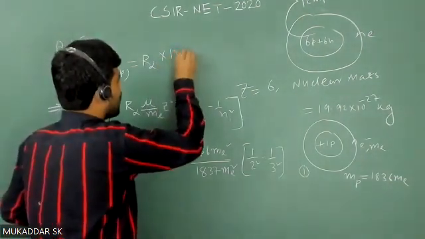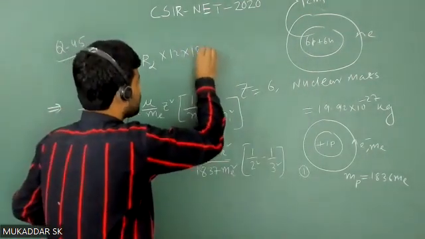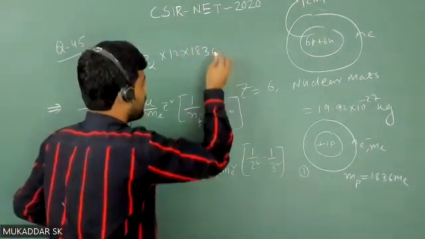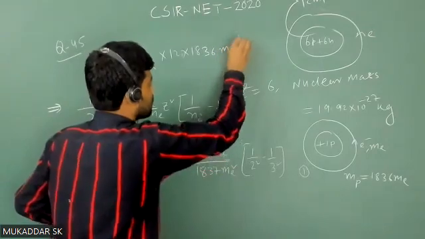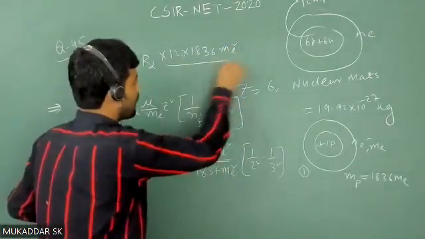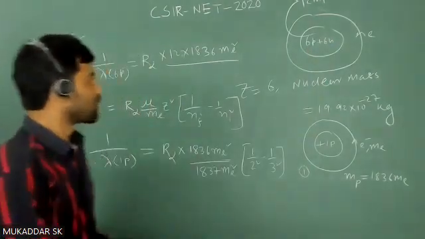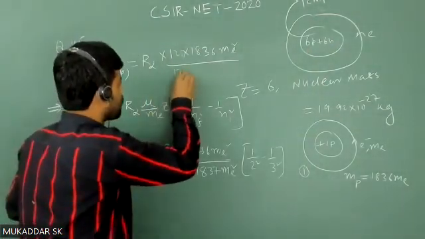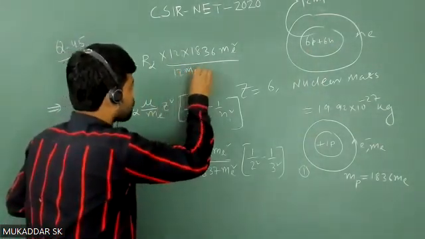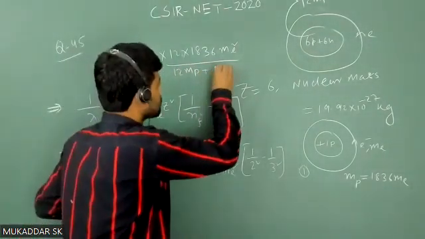That will be 12 times mp, and mp can be written as 1836 times me, and you have another me, that will be me squared. So this is like m1 into m2, and then you will have m1 plus m2. m1 plus m2 will be how much? m1 is how much here? That will be 12 times mp, right? And then you'll have me.